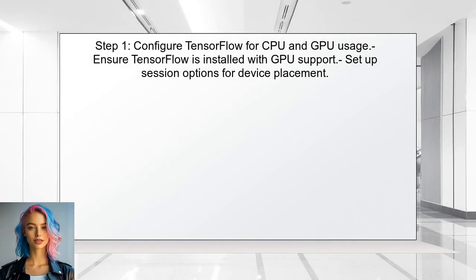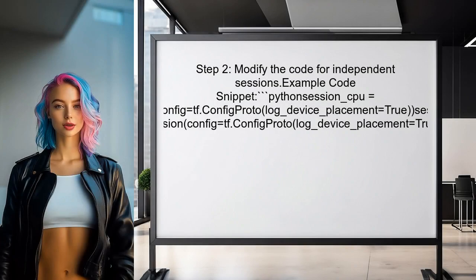To achieve parallelization between the CPU and GPU during the prediction phase, the user should first ensure that TensorFlow is set up correctly to utilize both devices. This involves configuring the session options to allow for device placement. Next, the user should modify their existing code to ensure that the CPU and GPU sessions are running independently and efficiently. This can be done by using TensorFlow's built-in functions to manage the sessions and threads.